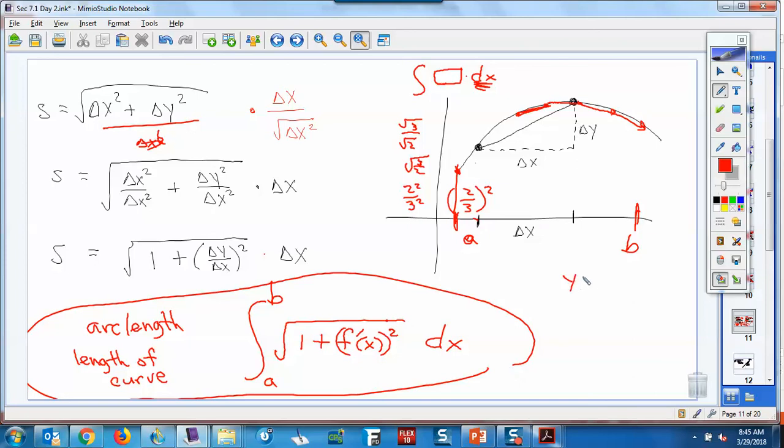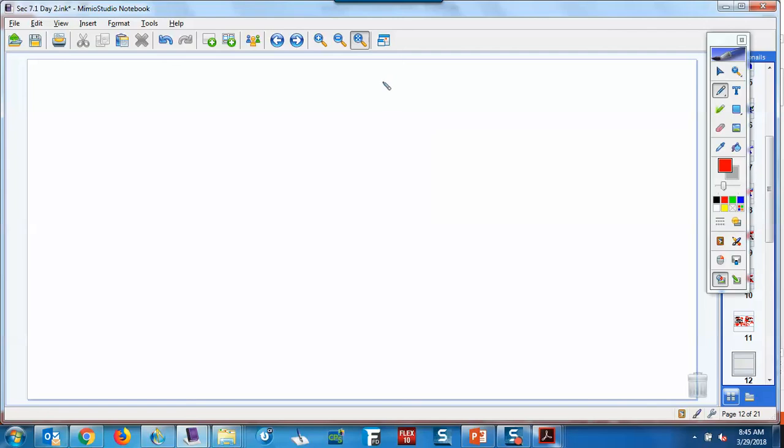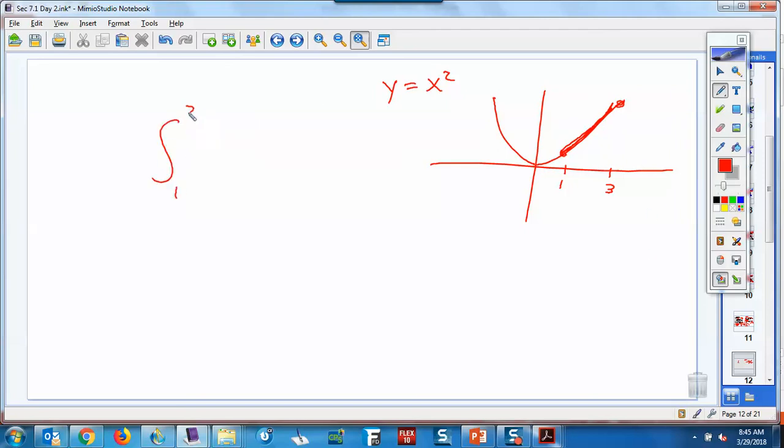So if we were doing y equals x squared, so if we wanted to do a parabola, now let me go to the new page. So if we wanted to do y equals x squared, and we want to know how long is this piece right here from 1 to 3, how long is that piece, right? We would just do the integral from 1 to 3, square root of 1 plus what? 2x squared dx. That would be it right there. And that would be the length of that.